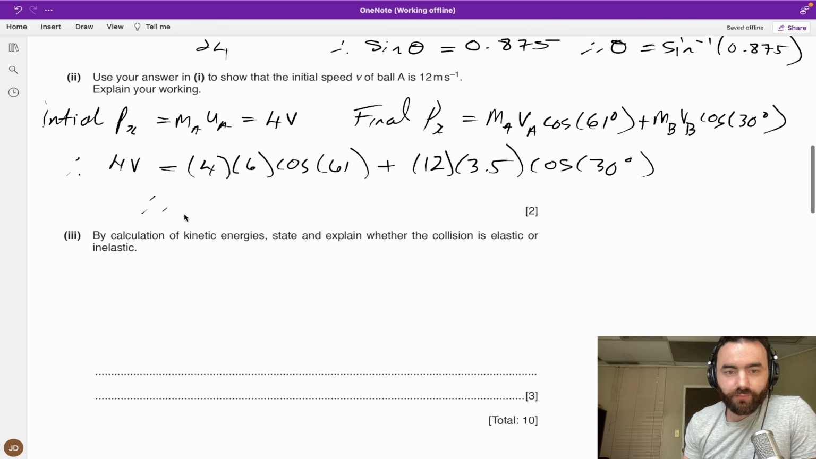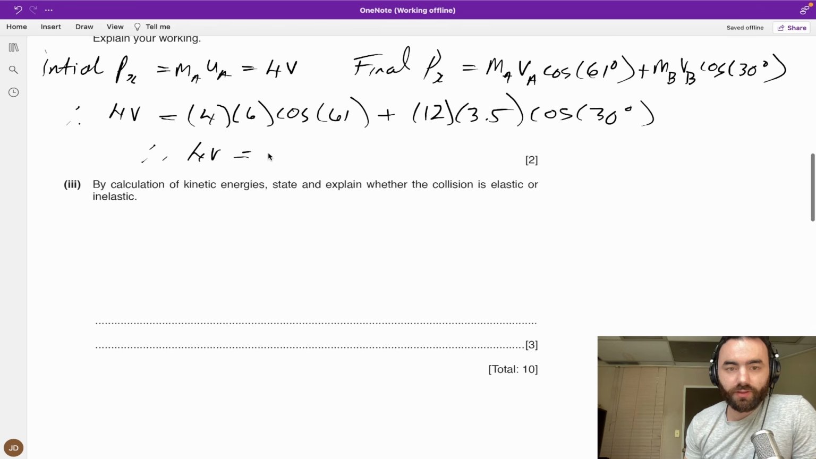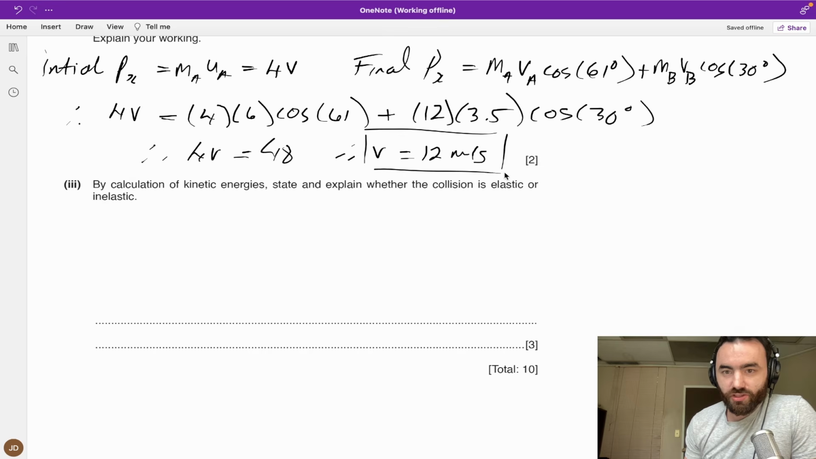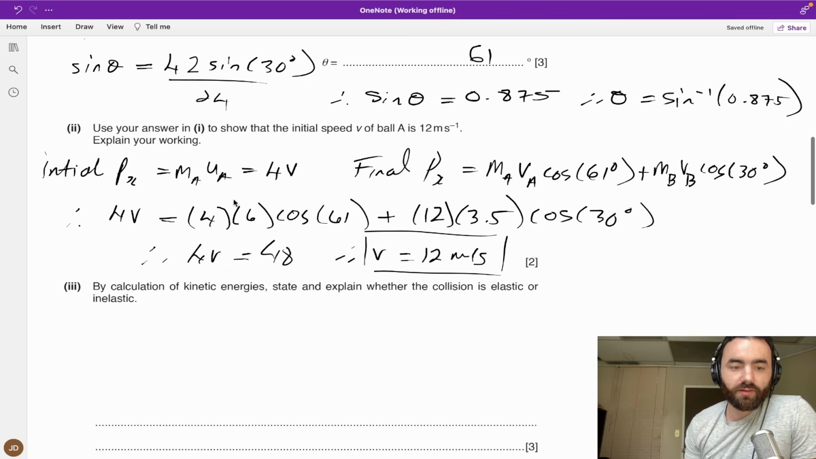So therefore, we get 4V equals whatever this sum is, plus 12 times 3.5 plus 30. Okay, so it's 48. All this stuff equals 48. Therefore, V will equal what? 12 meters per second. So the velocity initially of A is 12 meters per second.